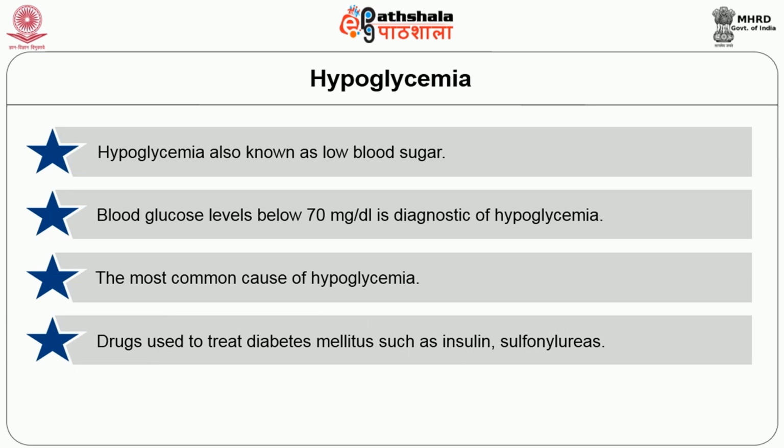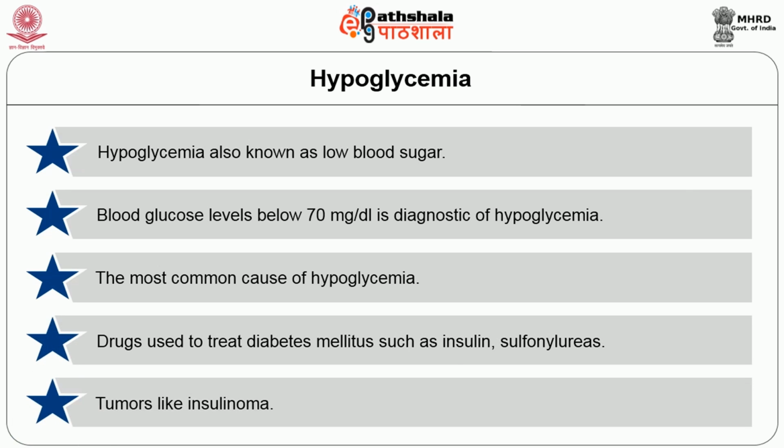Whenever there is an increased dose of insulin or an increased dose of sulfonylurea drugs, the sulfonylurea drug used in diabetes, it acts on the beta cells, it favors the release of insulin. Whenever there is an increased dose of sulfonylureas, it increases the insulin release, that leads to hypoglycemia. And also tumors like insulinoma release an enormous amount of insulin.